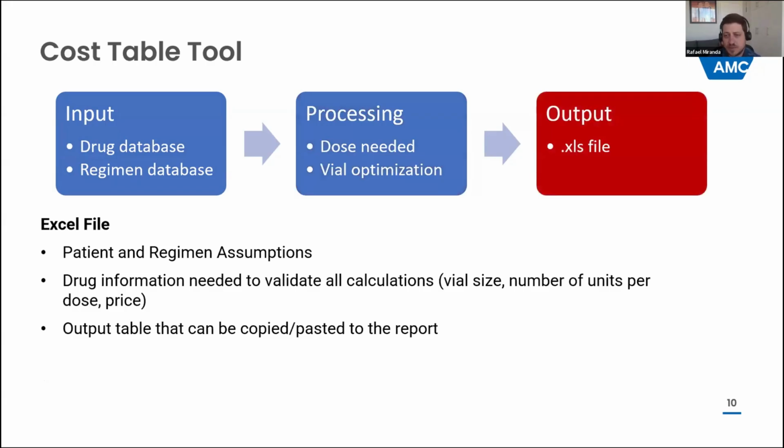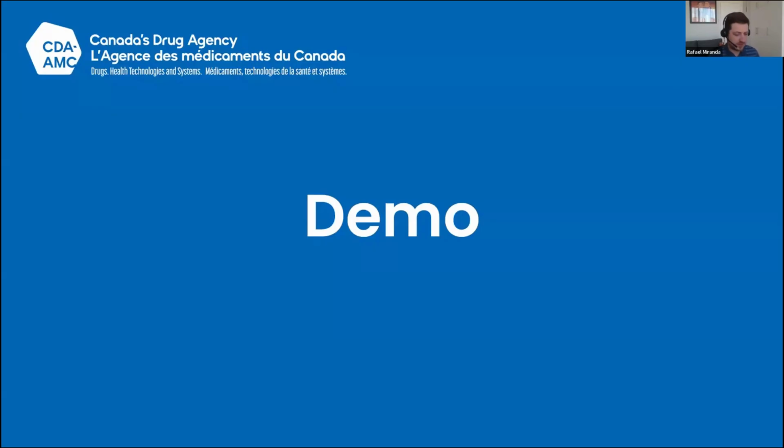The output of the tool will be an Excel spreadsheet that has all the assumptions and the input data used in the calculations, which can be validated by another person. This spreadsheet will also have a separate tab with the same structure as the table in the report, which can be copied and pasted directly. I'll do a quick demo of the tool now.